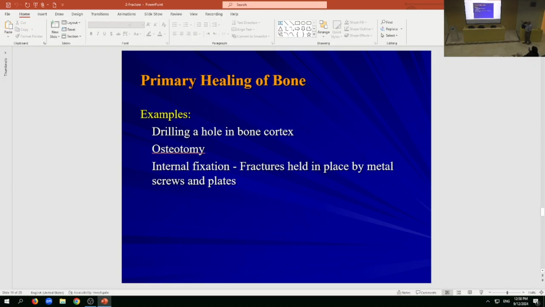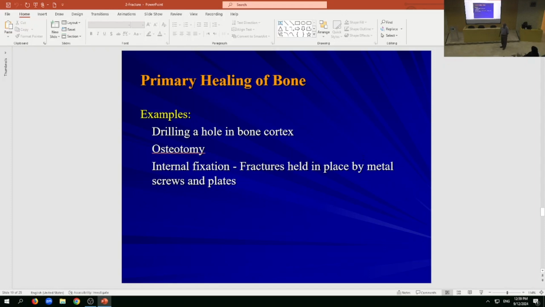This is primary healing. That is the secondary healing. Primary healing, these are the examples that you will find in books. If you drill a hole in the bone for various therapeutic management reasons, if you do osteotomy, you cut a wedge in the bone in order that you correct the angulation, you correct the stress from one side, like the patient who has osteoarthritis of the knee.